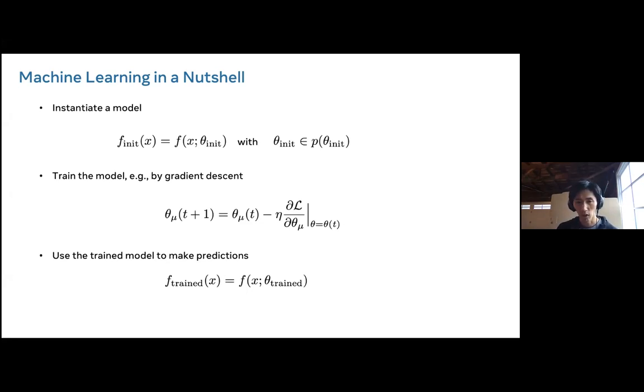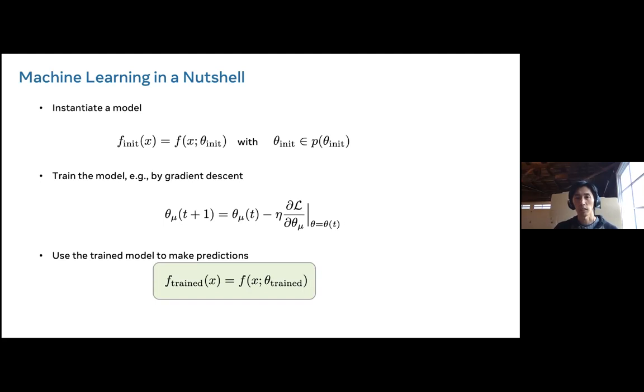And now f_trained takes an input x, but now using the theta model parameter after training. In particular, you try to take an x that you didn't see during the training and see how well it makes a good prediction on the unseen data. Okay, so the goal is to understand this last function, not the initial function, but the function after the training. Or at least that's what I want to do today.